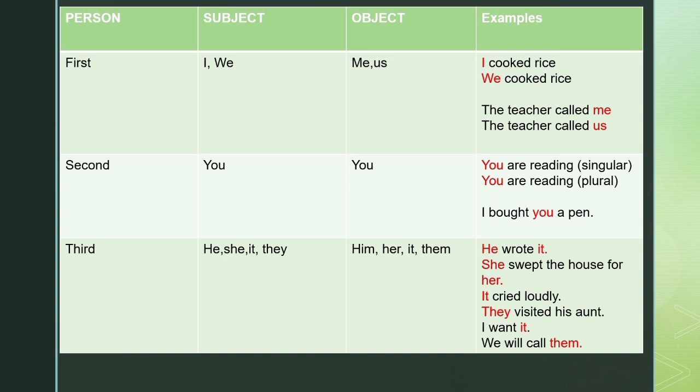And when we are talking about an animal or a thing, then we use it. I want the book. I want it. So that is what we refer to them. And lastly, when we are talking about plural and in the objective case, in the third person pronoun, then we use them. For example, we will call our parents. Our parents can be collectively referred to as them. So we'll say, we will call them.